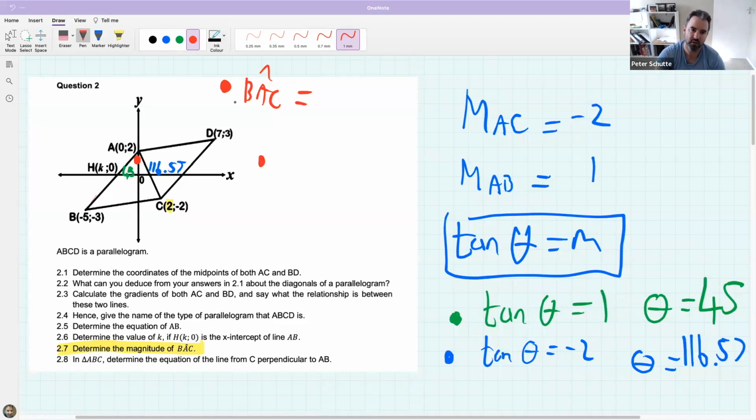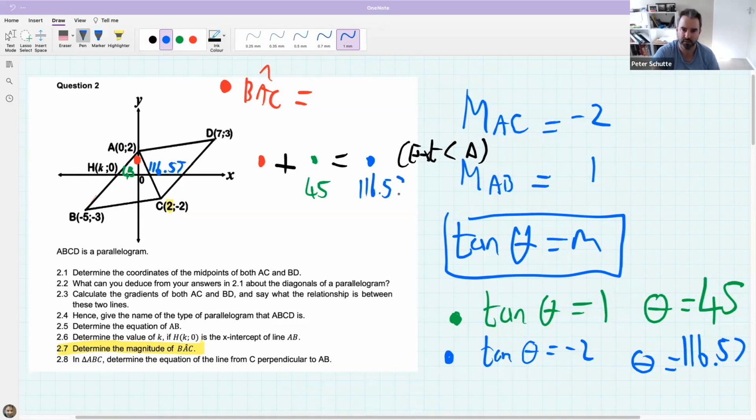So we know that red plus green must be equal to blue. So we know that green was 45. I'll even put the reason here. Exterior angle triangle. So we know that's 45. We know this is 116.57. How are we going to get the red one? We can even call red X if we like.